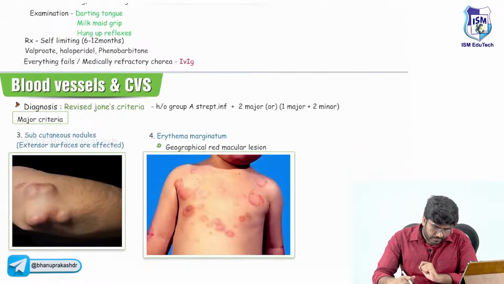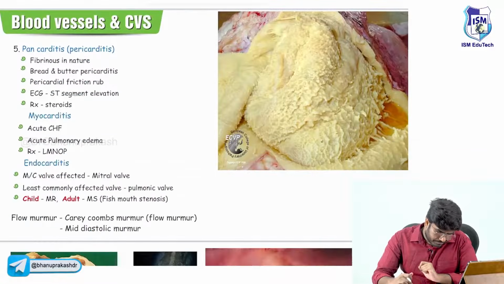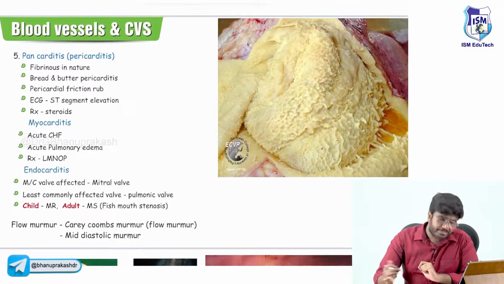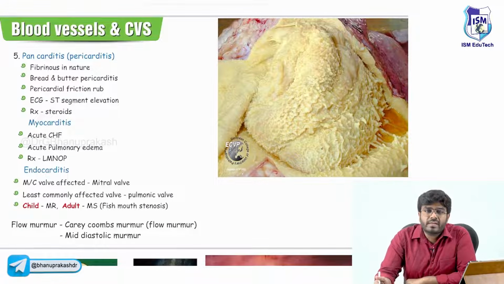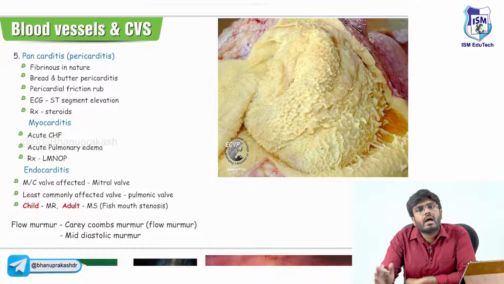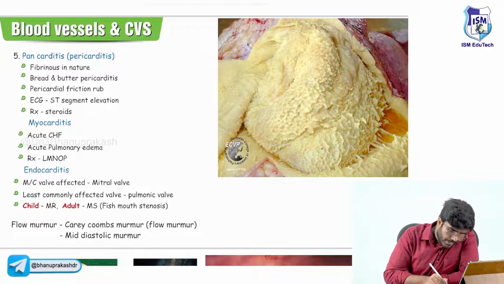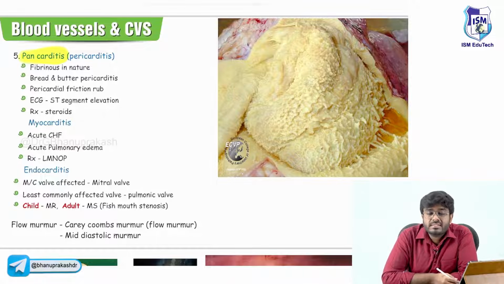Now, look here. Let's begin with the pancarditis. The entire heart will be affected, not just one layer. So, there will be pancarditis. In rheumatic fever, if the heart is involved, then it is called rheumatic heart disease. Which part of the heart is affected? Endocardium, myocardium, or pericardium? Entire heart is affected. All three layers can be affected.